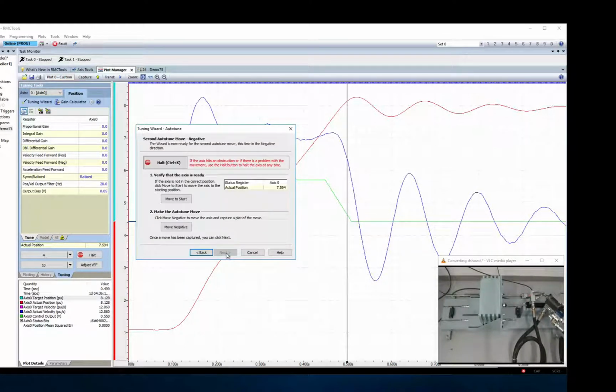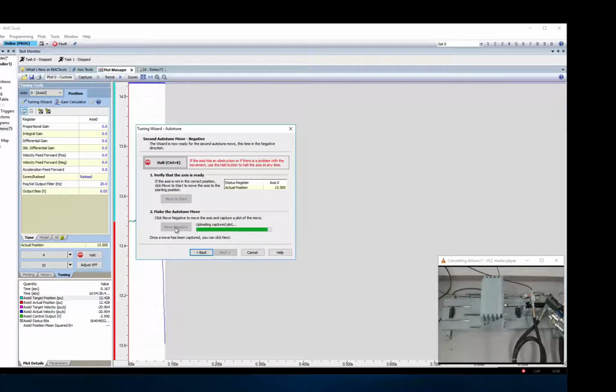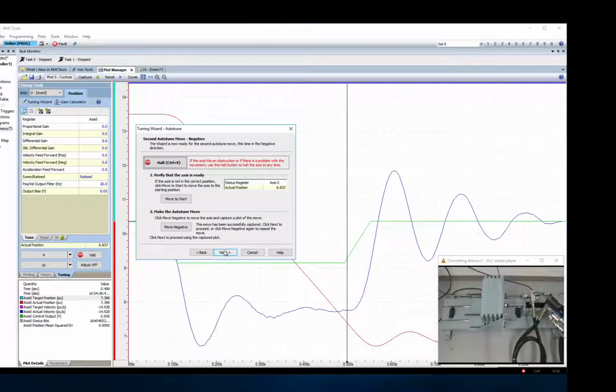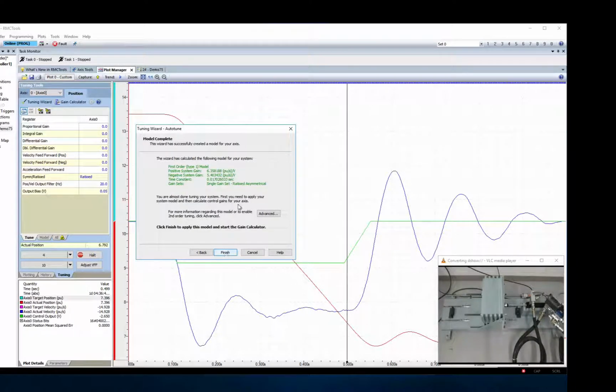So now I'm going to move it in the other direction. So I do a move to start. This moves it to the far end. Now I'm going to move negative. Okay, this is the same error message because it oscillates so much.